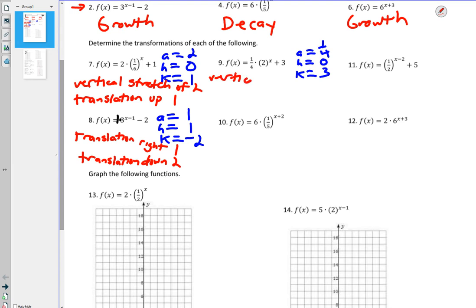Vertical compression, yeah, because when it's less than 1, it compresses, by one-fourth. And then, no, why down? It's positive. Yeah. Translation, make sure you use that word. Translation up.